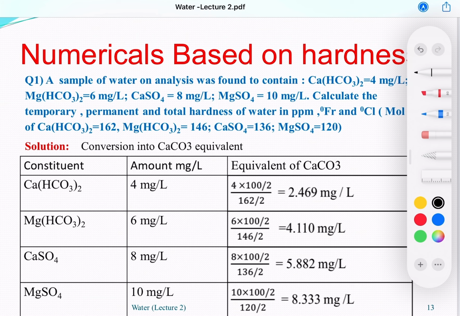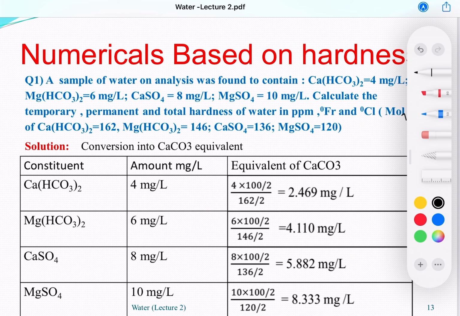So the first question is: a water sample on analysis was found to contain calcium bicarbonate 4 mg per liter, magnesium bicarbonate 6 mg per liter, calcium sulfate 8 mg per liter, magnesium sulfate 10 mg per liter. Now you have to calculate the temporary, permanent and total hardness in ppm, degree French, degree Clark.